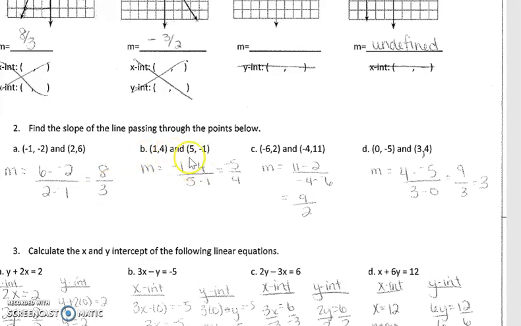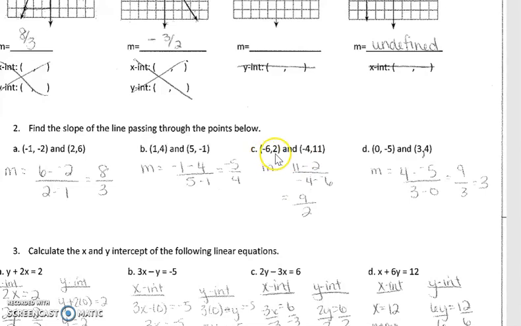y2 minus y1, x2 minus x1. So negative 1 minus 4, and 5 minus 1. Negative 1 minus 4, negative 5. 5 minus 1, 4. Negative 5/4 is your slope. So, is your line rising or falling? Falling. Your line is falling because there is a negative slope.